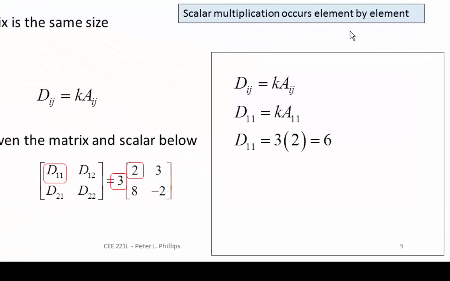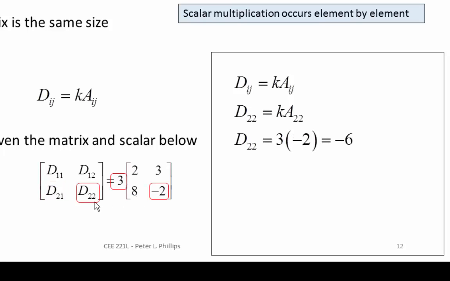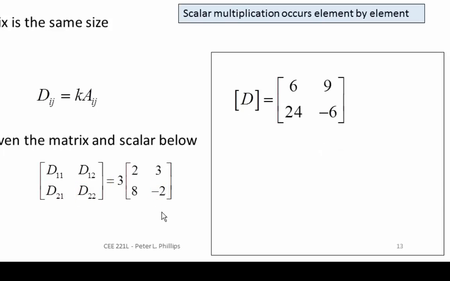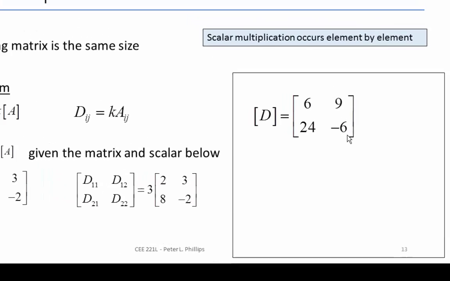And again, these all occur element by element, so to get D11, we take the A11 element and we multiply it by our scalar. So we have 3 times 2, which is 6. For D12, it's the scalar times A12, which is going to be 9. And then D21 is 3 times A21, which is going to be 24. And lastly, we have D22 is equal to 3 times A22, and that will give you -6. So the scalar multiplication of K and A would give you 6, 9, 24, and -6.